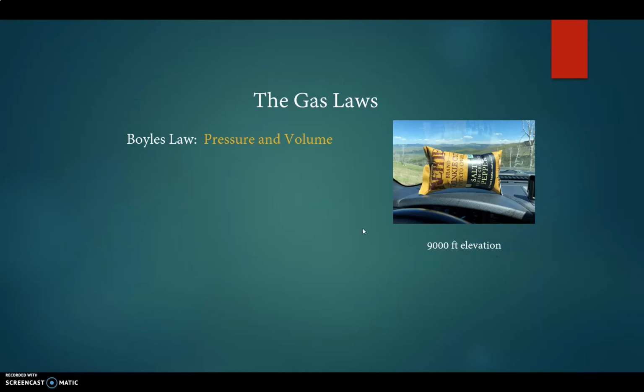So as we went up into the mountains, the pressure decreased. The higher you go in elevation, the lower the pressure is, and it appears that the volume of the potato chip sack has actually increased. So a decrease in pressure seems to have led to an increase in the volume. So that would tell us that pressure and volume are inversely proportional.